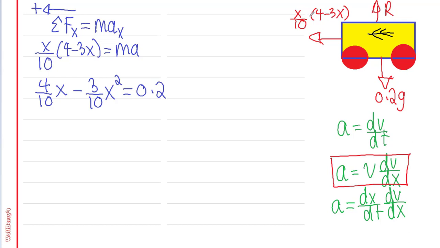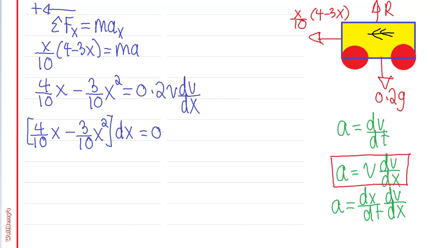We use this when we have x and v. See, we have x here in our question, and we have velocity as well. Now, going back to our equation, we've replaced a with v dv over dx. Now, let's look at the equation. We need to separate the variables, have v on one side and x on the other. So I'm going to multiply both sides by dx. So we have 4 over 10 x minus 3 over 10 x squared, all multiplied by dx, is equal to 0.2 v dv.